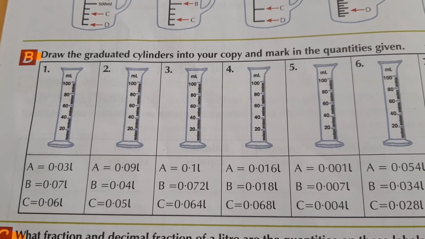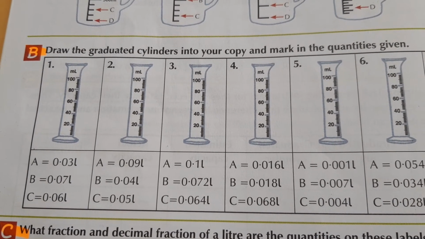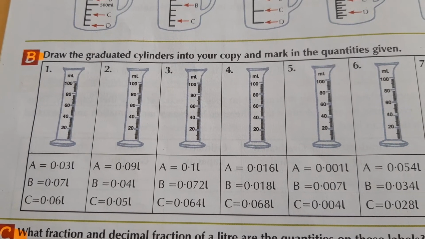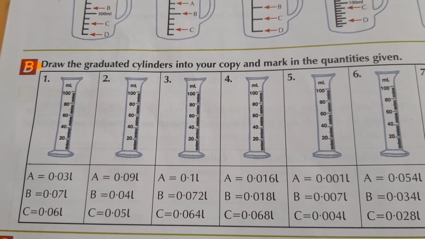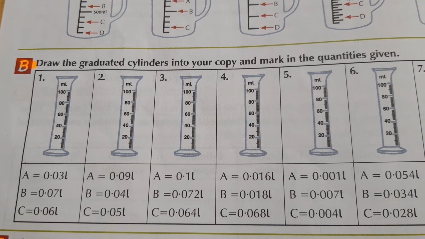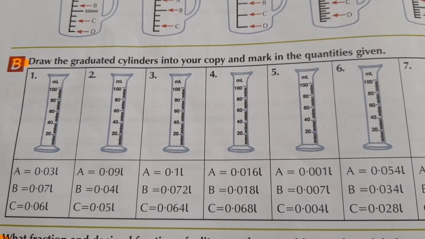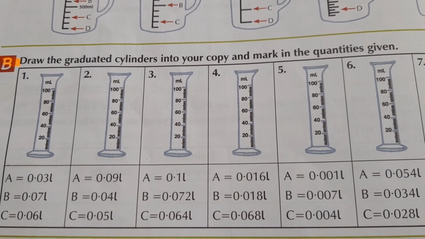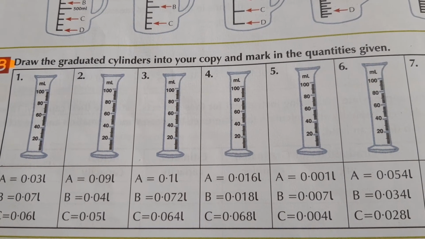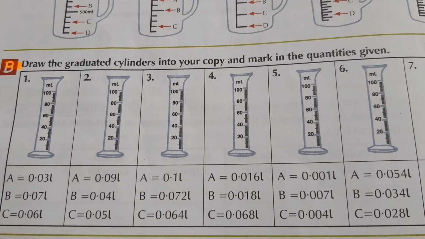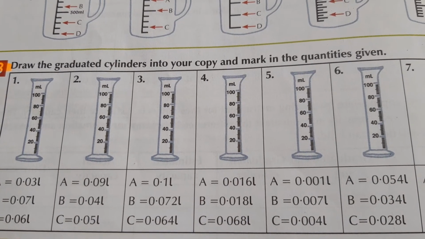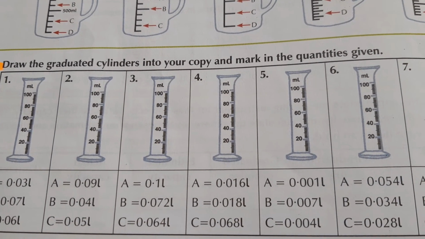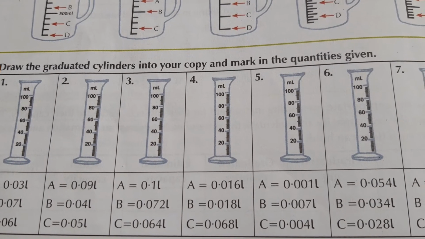So part B, you have to draw in the cylinders and mark the quantities given on your cylinder, okay? So they're all out of 100 on this one, I think. Yeah, they are. So you put in the place. So A, you should put down 30 mils, B, 70 mils, and C, 60 mils. That's number 1. Number 2, you should have drawn in 90 mils, B, 40, and C, 50 mils.